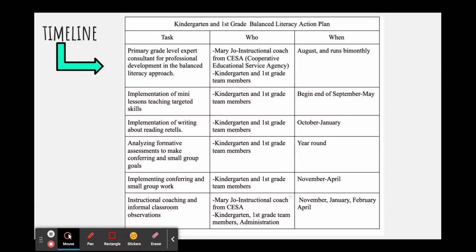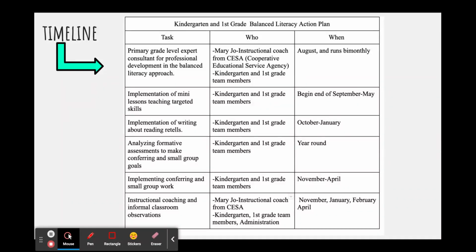This slide shows the general timeline of the kindergarten and first grade balanced literacy action plan. On the left side of the table, you have the various tasks that will be going on throughout the school year, and the dates over on the right, or the months, can be pretty fluid and flexible. They don't have to be those exact months. If teachers or grade levels wanted to start earlier or later, that can all be decided on.